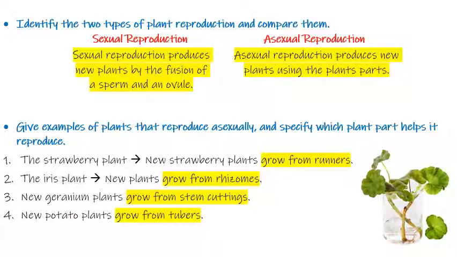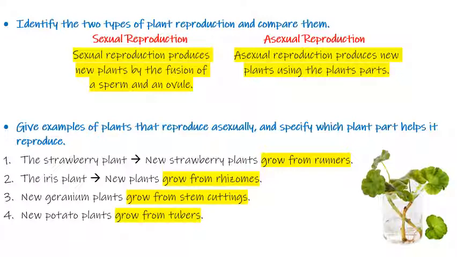New potato plants grow from tubers. Tubers are fat underground stems. These stems are fat because they store food. When we cut the sprouting eye of the tuber and place it in the soil, a new potato plant will be produced.